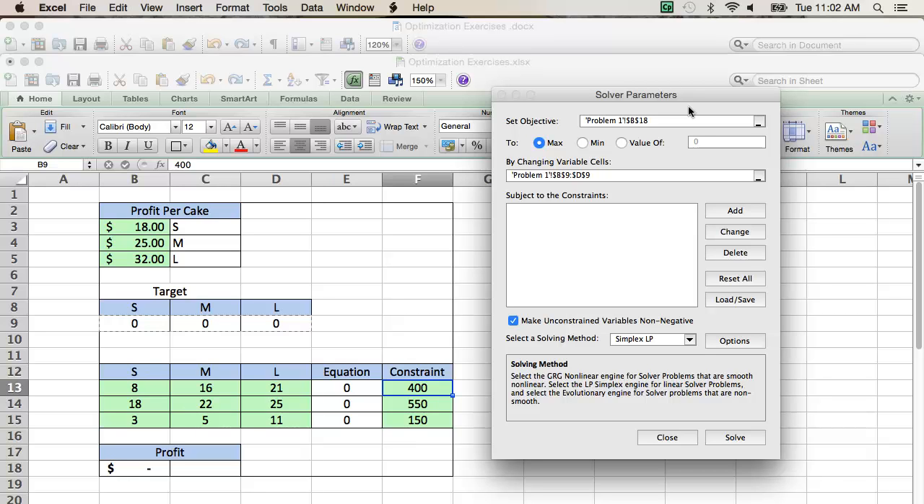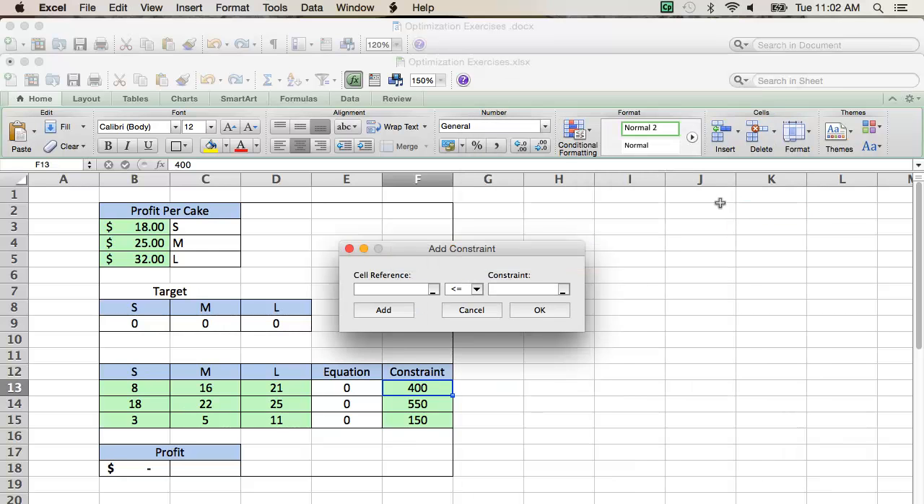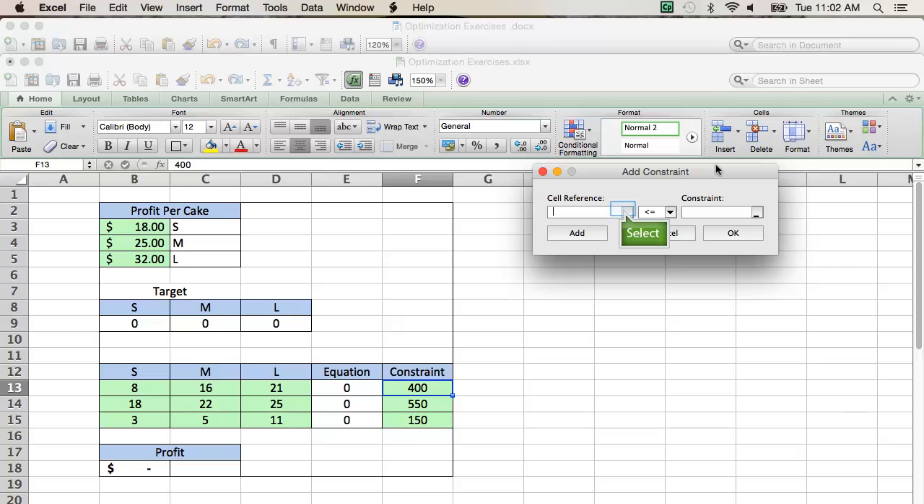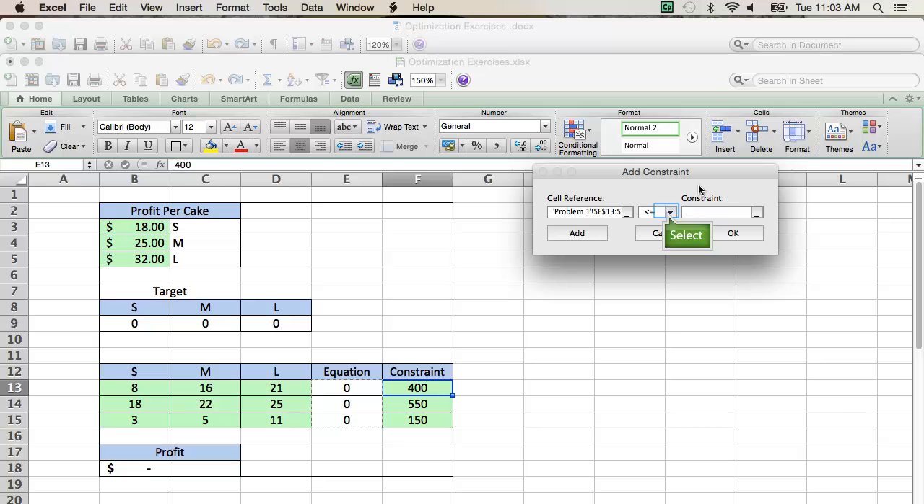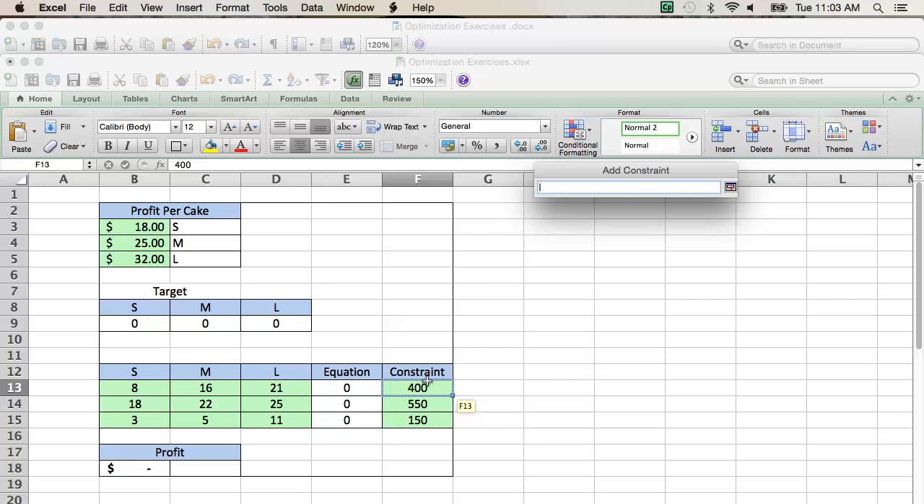Now our constraints. We really have three constraints, one for each ingredient. However, we can make this easier to add in Solver by simply saying that we want E13 through E15 to be less than or equal to the total amount available, which are in F13 to F15.